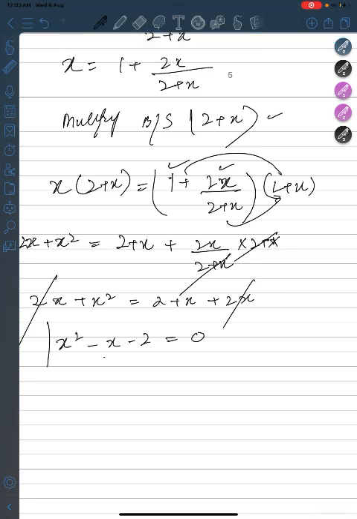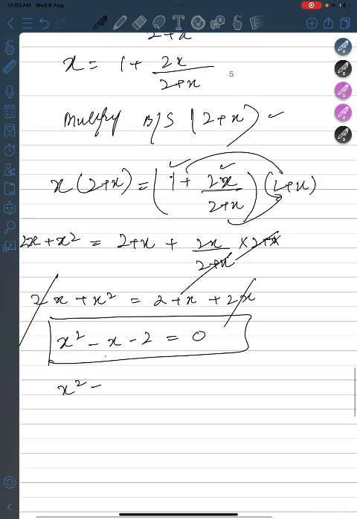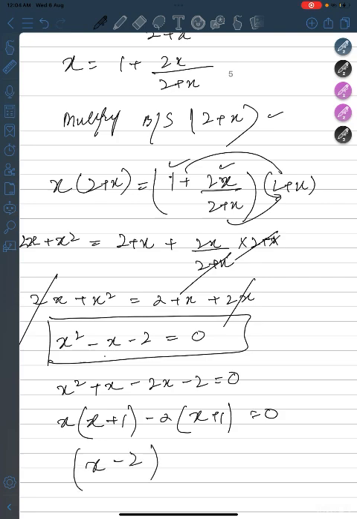So this is the quadratic equation which has been formed, and we try to solve this quadratic equation. For instance, it will be x square plus x minus 2x minus 2 equal to 0. Now we are trying to solve this quadratic equation by the factorization method. It will be x(x plus 1) minus 2(x plus 1) equal to 0. This is x minus 2 and x plus 1 equivalent to 0.